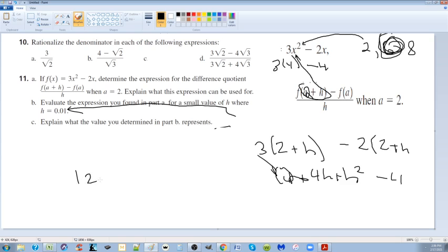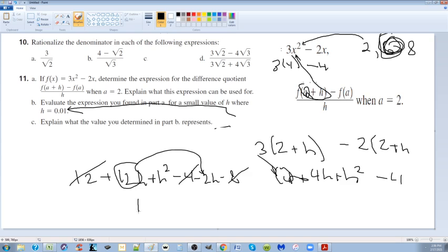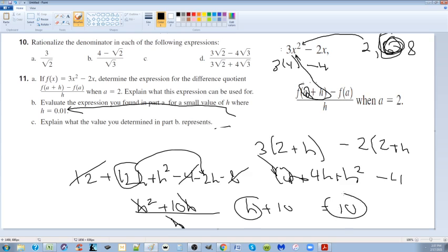So I get 12 plus 12h plus h squared minus 4 minus 2h minus 8. And the 12 and the 4 and the 8 cancel out, and this 12h minus 2h, I'm left with h squared plus 10h. All over h. You can see the h can go through here, and I'm left with h plus 10. So as h approaches 0, I get an answer of 10. Yeah, so that's the answer.